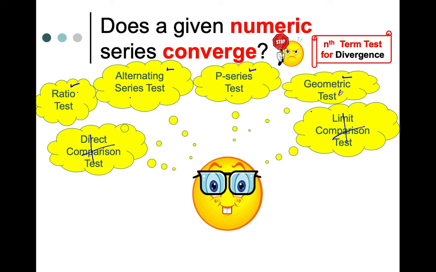And then remember, geometric test for convergence, you're looking for a common ratio that's less than 1. For a p-series, you're looking for a power that is greater than 1. For the alternating series test, remember you're looking for first an alternating series, second positive terms, and third terms go to 0. And then the ratio test, you have to do the limit of that ratio of consecutive terms, and you want that limit to be less than 1.